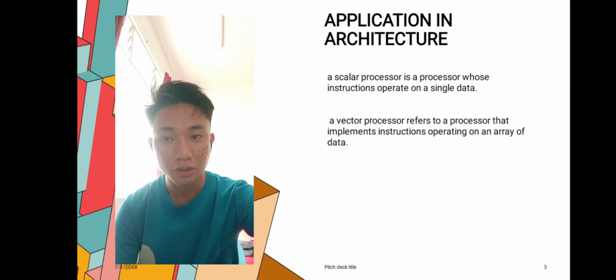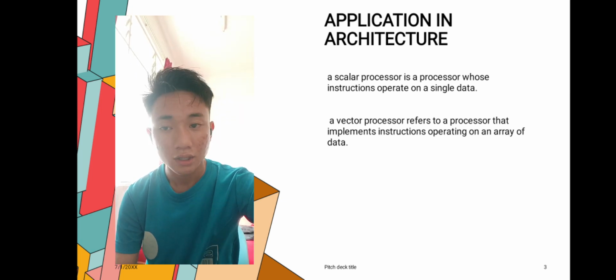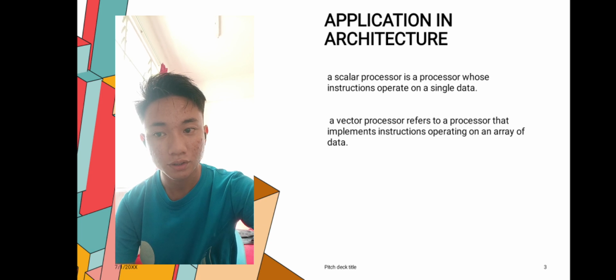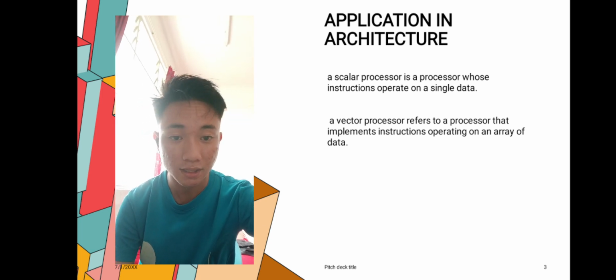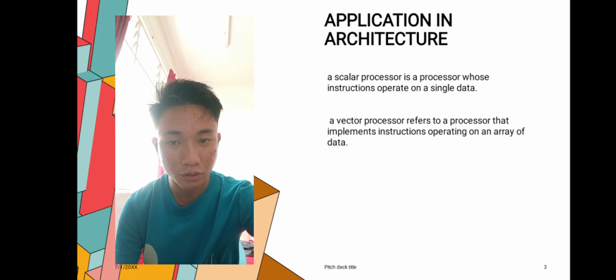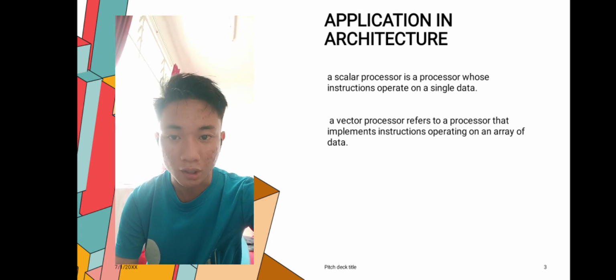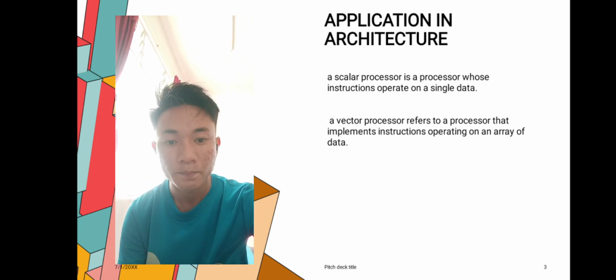Next, we are going to proceed to application in architecture. A scalar processor is a processor whose instructions operate on a single data. A vector processor refers to a processor that implements instructions operating on an array of data.